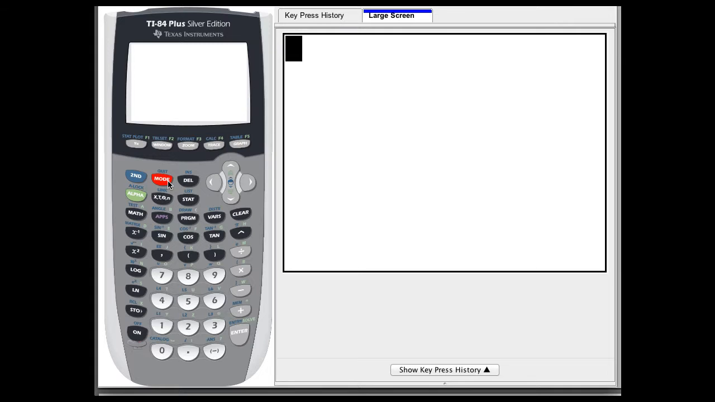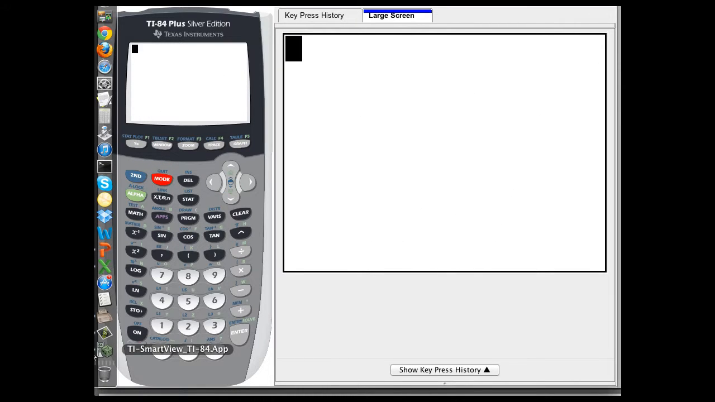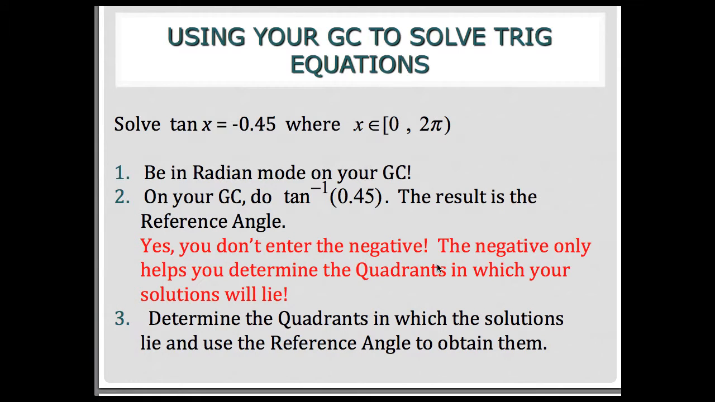So to get to radian mode, just hit the mode button on your calculator. You'll notice the third line down is radian. You'll want to have that one marked. That one right there. Pretty much for calculus, put your calculator in radian mode and leave it there. So going back to the instructions then, we do want to be in radian mode.